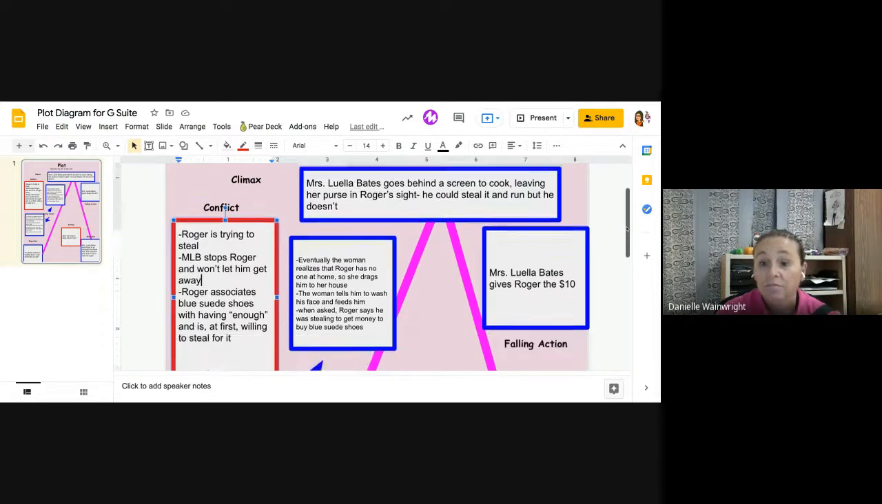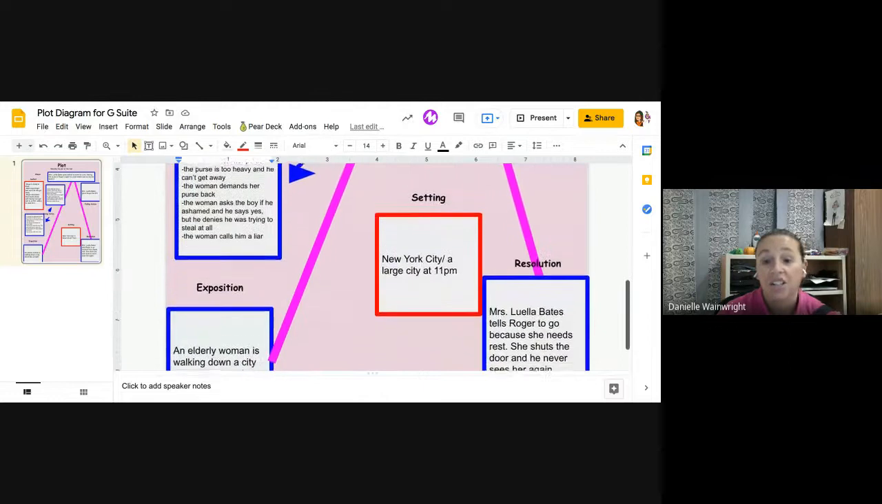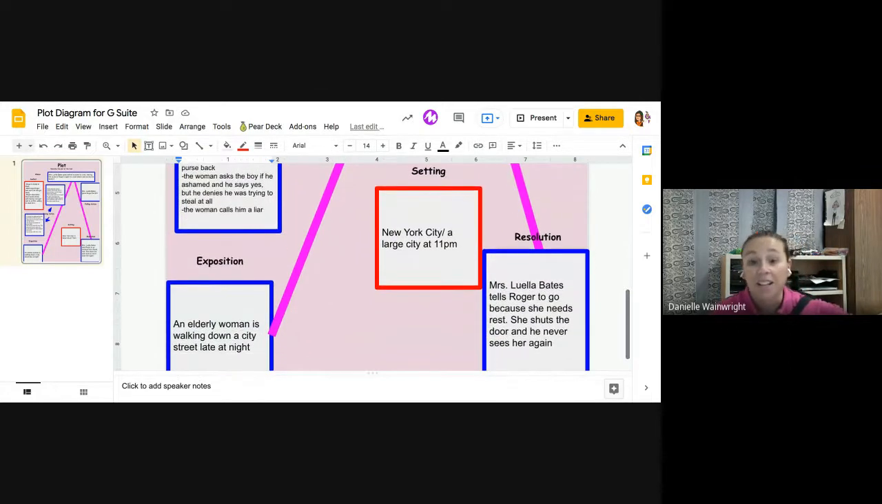After that, Miss Luella Bates ends up giving him the $10. That's your falling action. And then she kind of kicks him out on her stoop and he never sees her again. That's your resolution. So it's not like they became lifelong friends. It's just this one momentary act of kindness, but it was a huge deal for him and it had a huge impact on him.